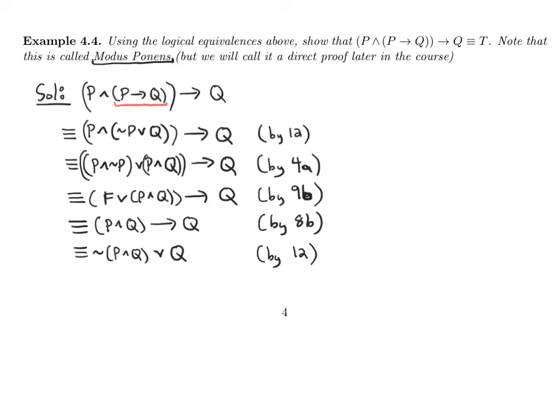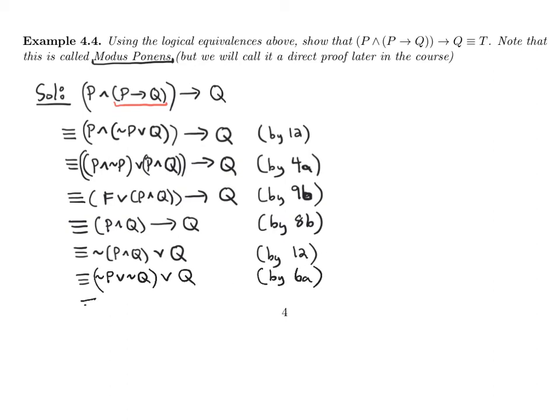So let's use De Morgan's law here. That's number 6. De Morgan's law says if you have the negation of P and Q, it becomes the negation of P or the negation of Q. So this is the negation of P or the negation of Q or Q. And that's by De Morgan's law, number 6. And in fact, we're using the OR version, which is 6A in our chart on the previous slide.